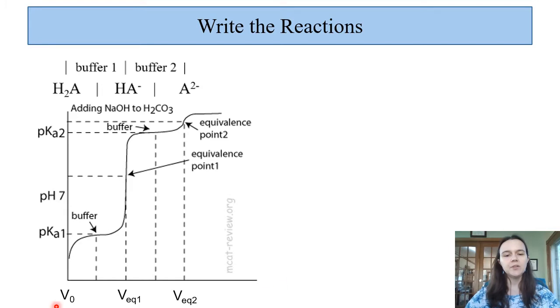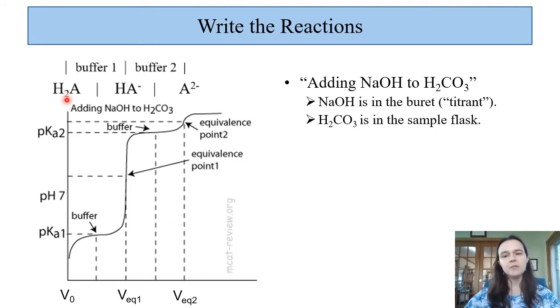Here we have a plot where you've got volume and pH. We can see that we're starting with an acid because we have a pH less than 7 at the beginning, and the pH is increasing throughout the reaction. The plot is labeled as adding sodium hydroxide to carbonic acid, meaning that sodium hydroxide is the titrant in the burette dripping into the flask, and carbonic acid, or H2CO3, is located in the sample flask.